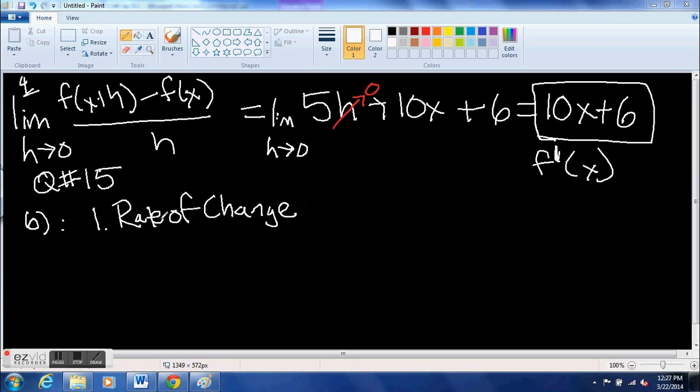Okay, so the instantaneous rate of change at any point, they're just being tricky now. They're just kind of helping you get used to these definitions.